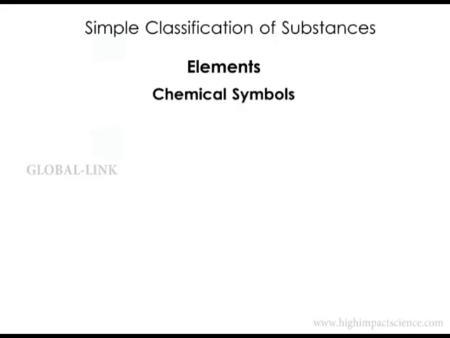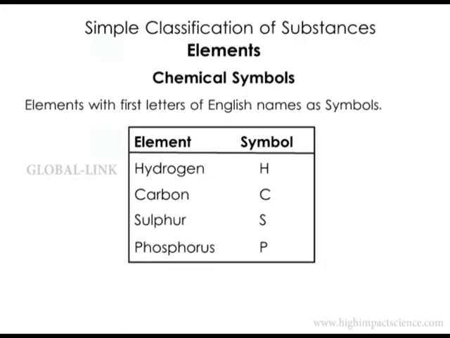Chemical symbols. In chemistry, elements are represented by letters. These letters are called chemical symbols. The chemical symbol of an element is usually the first letter alone or together with another letter of the element's English or Latin name. Examples of elements with the first letter of their English names include hydrogen, which has the symbol H, carbon C, sulfur S, and phosphorus P.